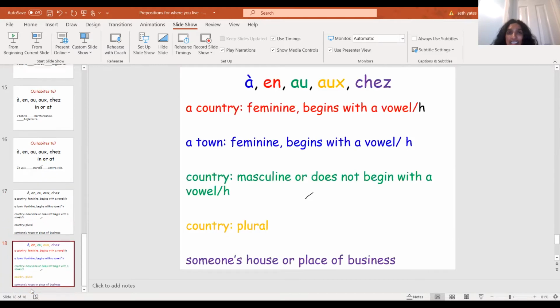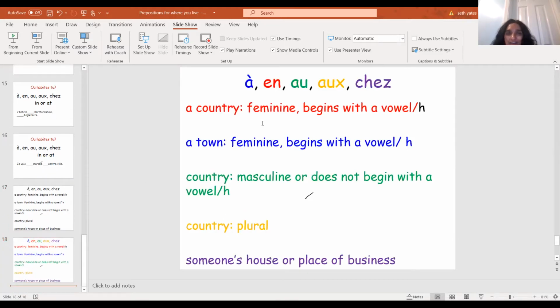Can you remember? Let me leave that with you for a few minutes or press pause. And if you're ready, here are the answers. So it's en for a feminine country. So that should be red, or one that begins with a vowel or an H. Okay. À for a town. Again, that's feminine, begins with a vowel or an H. Au for a masculine country, or one that doesn't begin with a vowel or an H. Aux for a plural country, aux États-Unis, and chez for at. So these four are in, and this one really is at someone's house or at a place of business.